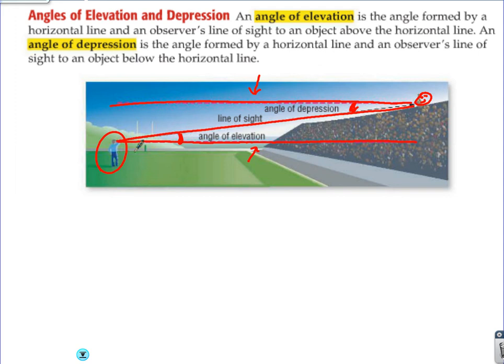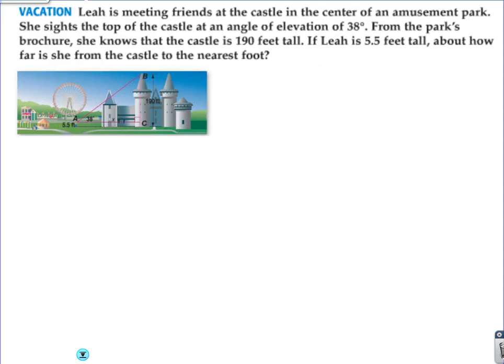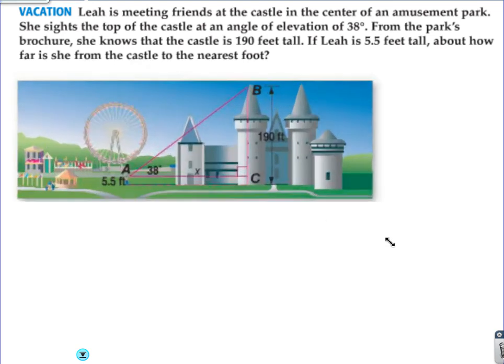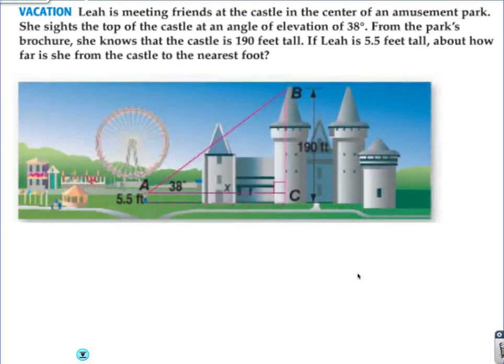If I'm looking up at him from a certain angle, he's going to be looking down at me at the exact same angle. Okay. So Leah is meeting friends at the castle in the center of an amusement park. I suppose it's Disneyland. Let me blow it up so you can see. She's meeting her friends at the castle. She sights the top of the castle at an angle of elevation of 38 degrees.